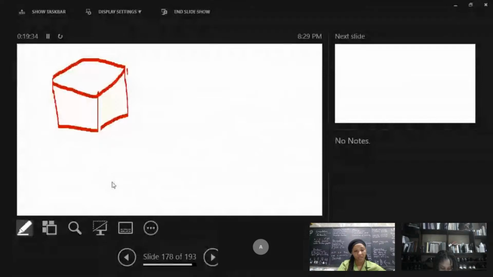So if this is 4 centimeters width, the length is also 4. The height is also 4. So the volume of the cube, we can just simplify it and say the side cubed, because all the sides are the same. This is S. Whatever the length of the side is, just cube it, multiply it by itself times itself.